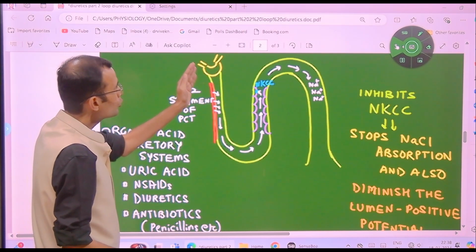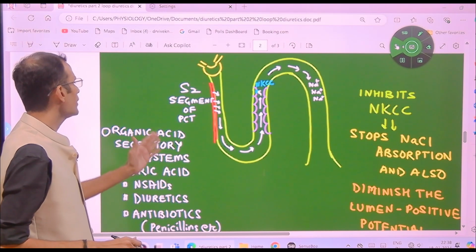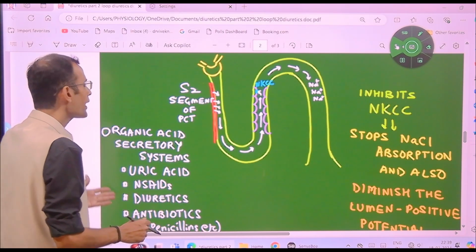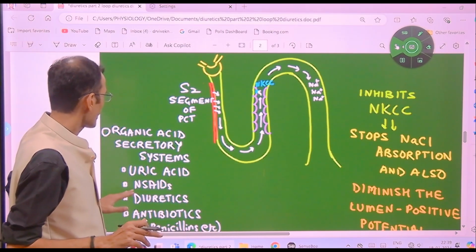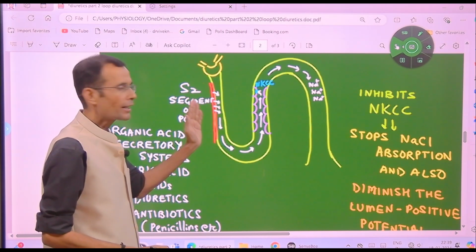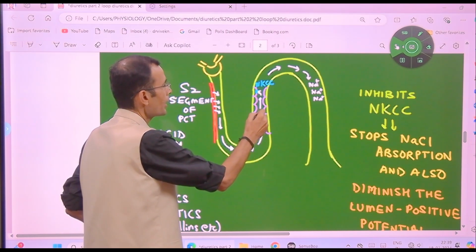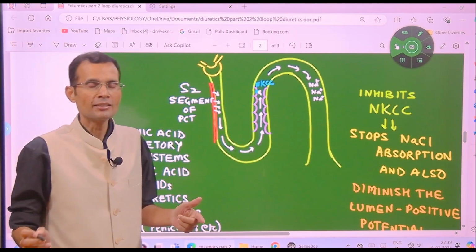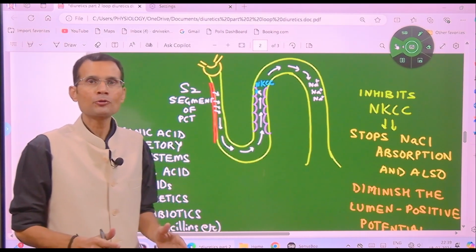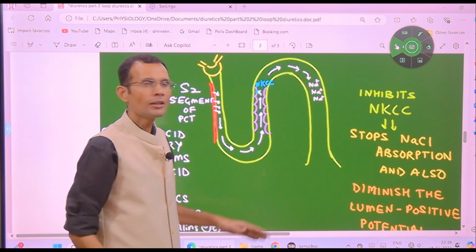So the point to be noted: loop diuretics are secreted, and so are other substances. Organic acid secretory systems are present in the S2 segment of the PCT. So uric acid, then NSAIDs, diuretics, even antibiotics are secreted from the S2 segment of the PCT into the tubular fluid. And in the case of loop diuretics, they travel through the tubular fluid and reach the thick ascending limb, and they bind the NKCC transporter from inside, meaning from the luminal side. And once that happens, sodium chloride reabsorption is prevented. That means sodium and chloride are now not getting reabsorbed, they are traveling further to the distal part of the nephron.